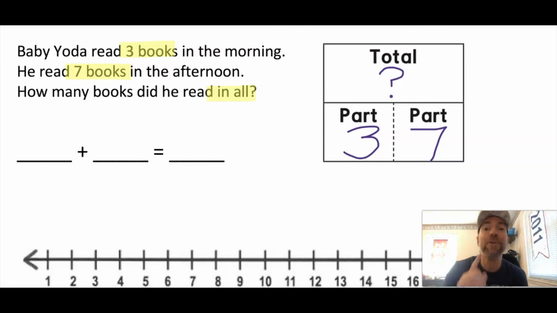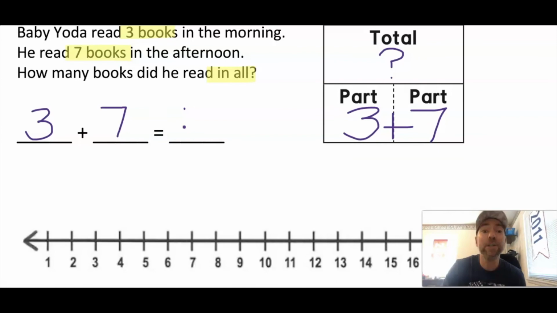I wonder if you can write our number model. You can almost see it in our diagram. What do you think our number model is going to be? 3 plus 7. Now, if I'm not sure, I can always use my number line.